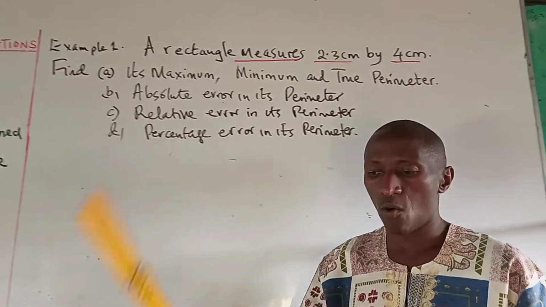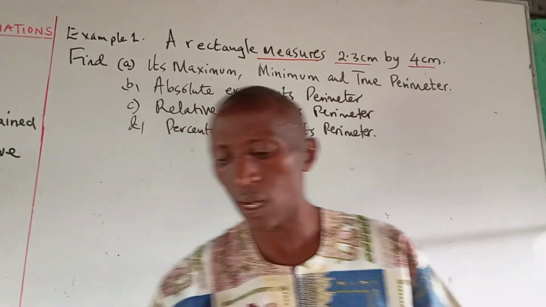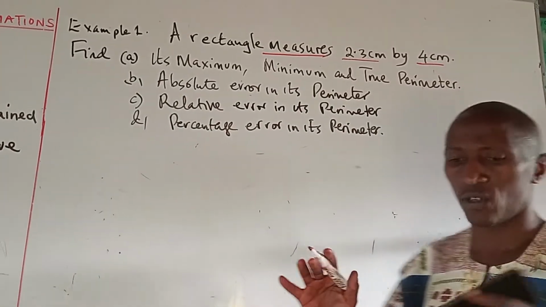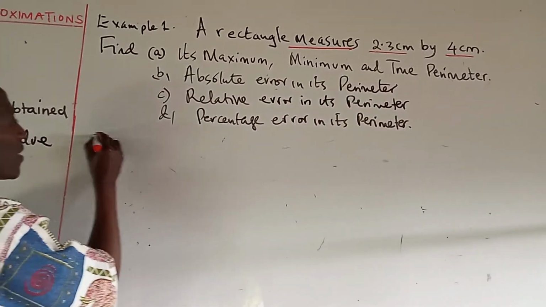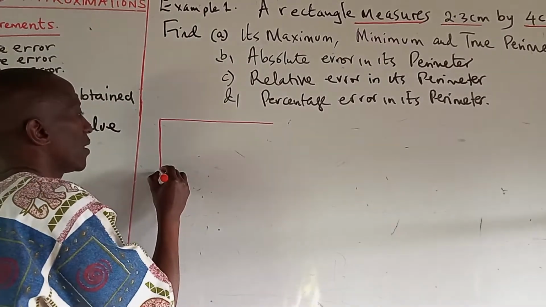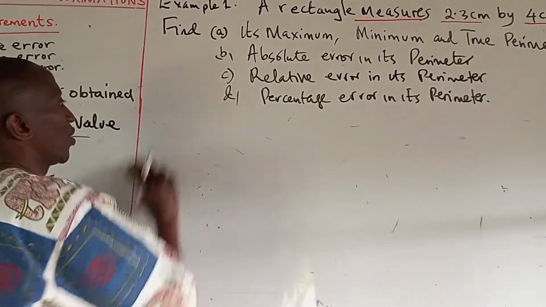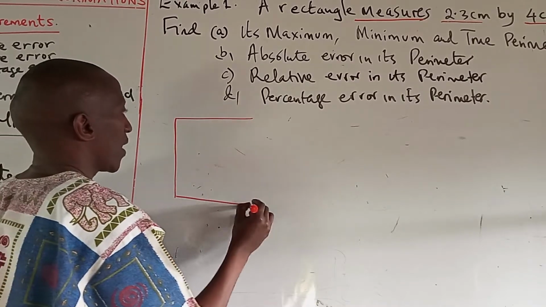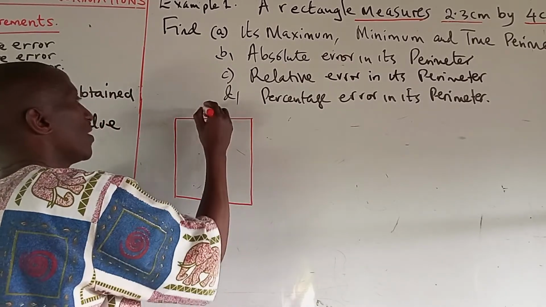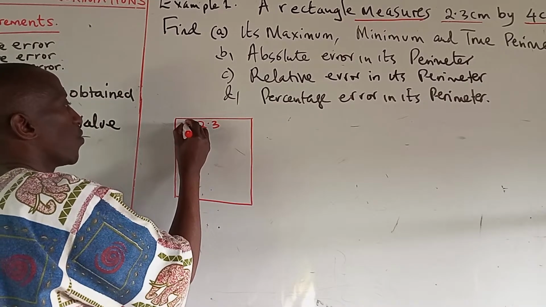Very good. Now, when we are having measurements, we are going to demonstrate this by having a sketch. Let us put the sketch of this diagram as shown. We have 2.3 and the longer side 4. So this is 2.3. This is the true value.